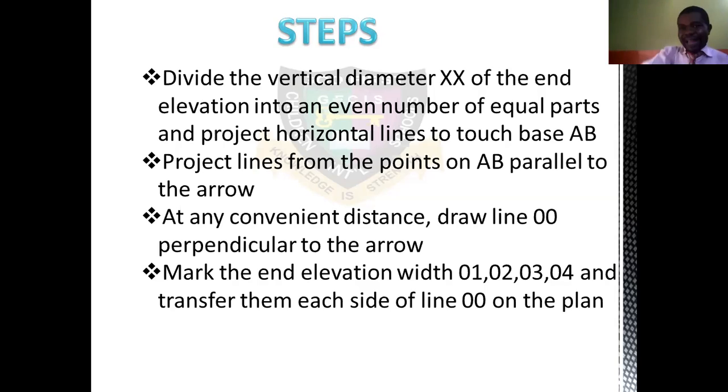You will now transfer it to this side, dealing with the plan. You transfer the end elevation widths to here. That's 0 to 1, the side, you bring it. 0 to 2, you bring it. That's 1 to 2. If it's 5 mm, you bring it. If it is 2 mm, you bring it. That is what you do. Then let's look at the steps.